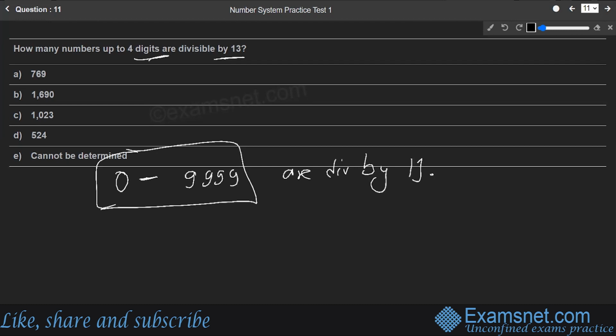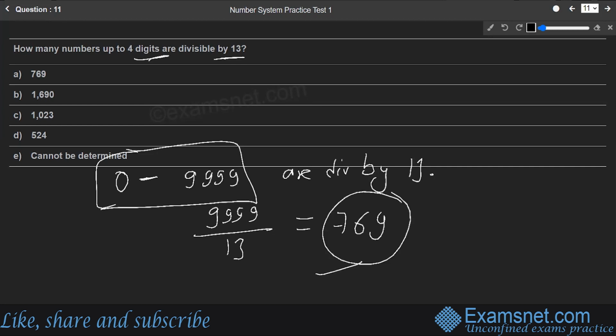So clearly those numbers which are divisible by 13 from 0 to 9999 can be found out by dividing this by 13. If you divide this by 13, it is completely divisible, giving 769. So clearly 769 numbers will be there which will be completely divisible by 13 from 0 to 9999. So that is going to be the answer, option number A, 769.